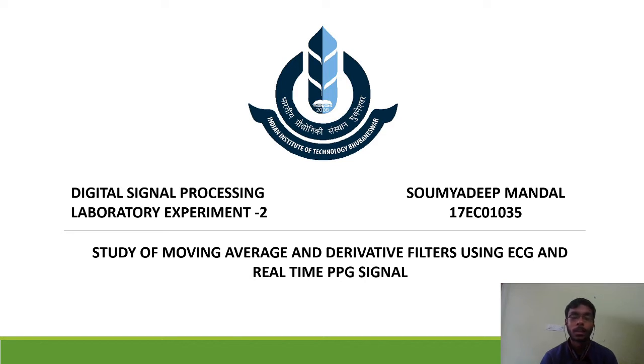This is the continuation of experiment 1, and in this experiment we will use the moving average and derivative filters on an ECG and a real-time PPG signal. For ECG we will use the recorded signal, and for the real-time PPG signal we will record it live in the Arduino software with the PPG sensor and use that signal.